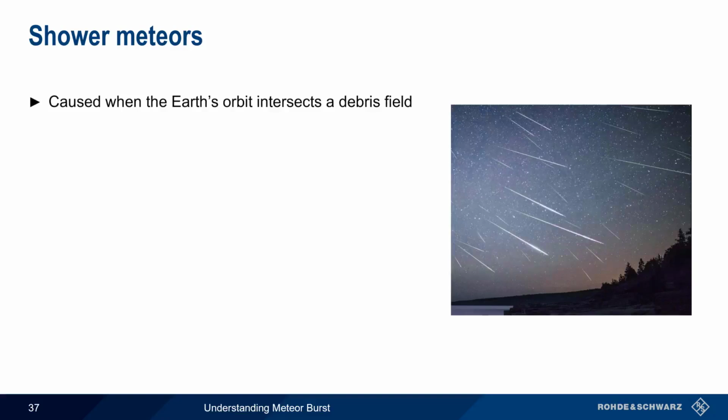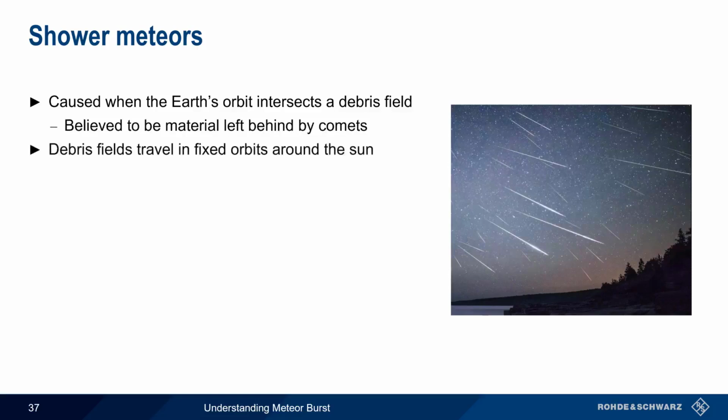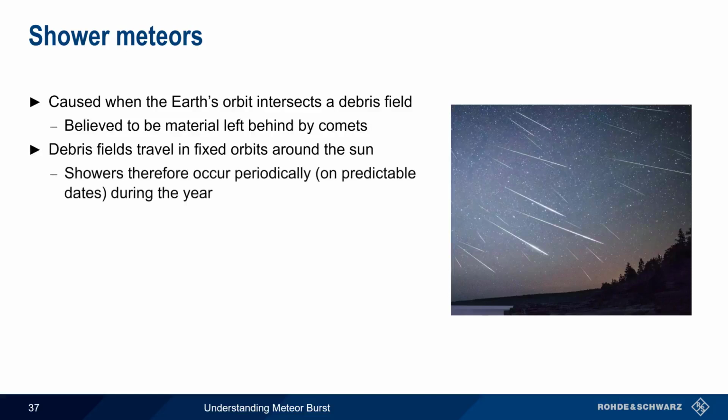Meteor showers are created when the Earth moves through fields of debris. It's generally believed that these debris fields are material left behind by comets. These debris fields travel in known, fixed orbits around the Sun, so the showers that they create occur periodically, that is, on predictable dates during the year. One of the best known and largest meteor showers are the so-called Perseids, which occur every year in August.